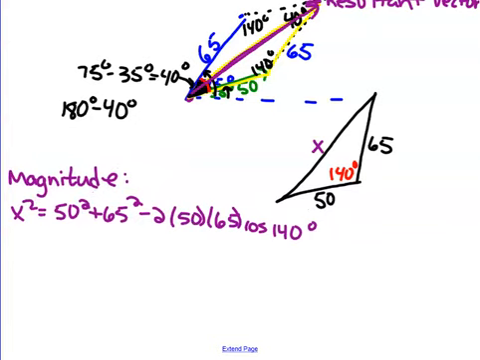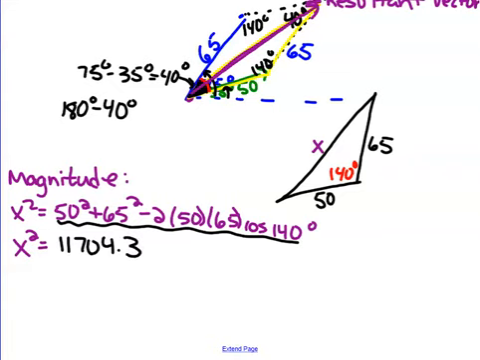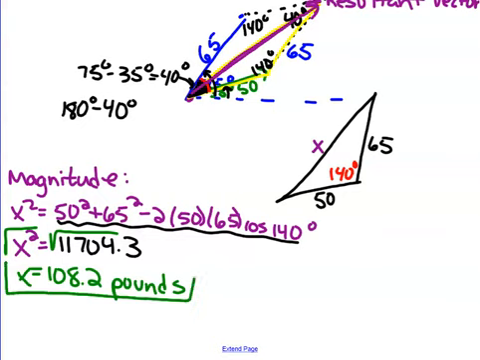And I can put this whole thing in the calculator. By the whole thing, I mean this whole side. And just put the whole thing in, especially if it's a graphing calculator. I'll get 11,704.3. We'll take the square root of both sides, and we get 108.2. So that is our magnitude. Let's go ahead and say pounds.